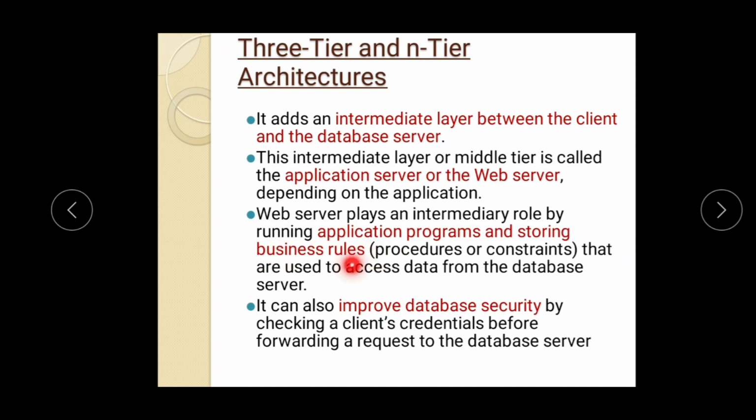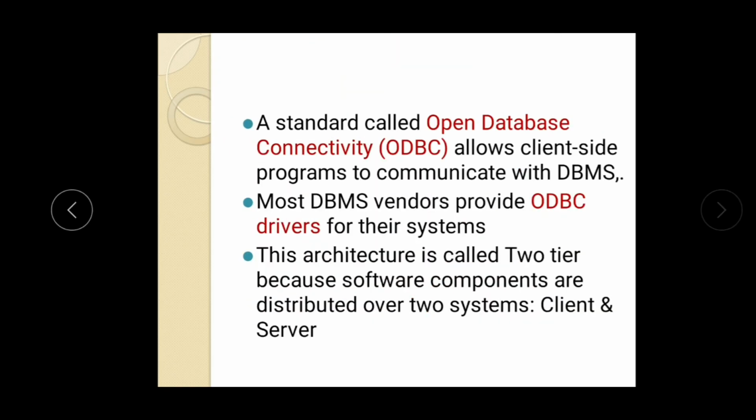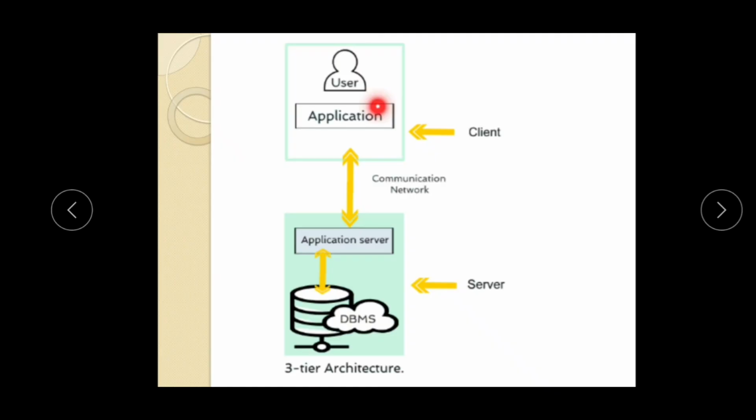What do you mean by business rules? Procedures or constraints used to access the data from the database. We can give certain constraints such that only the administrator or the bank managers can view the bank statements of different users. All those constraints are given in the application server.